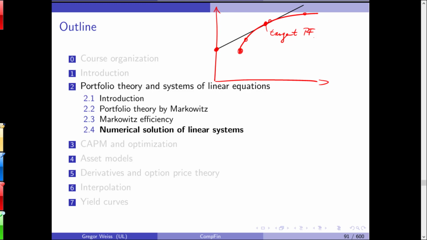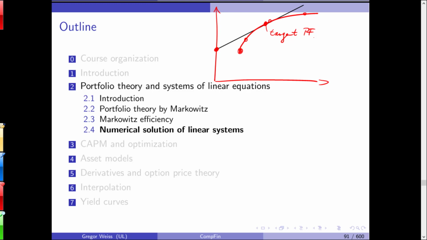And it's called Tobin separation because the decision how much you want to invest in a risky asset and what risky assets you should buy in your portfolio, these two decisions can be separated, and the portfolio decision can be delegated to a portfolio manager. Okay. So that's chapter 3.